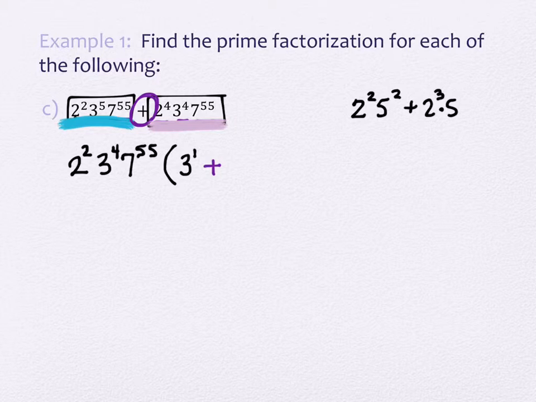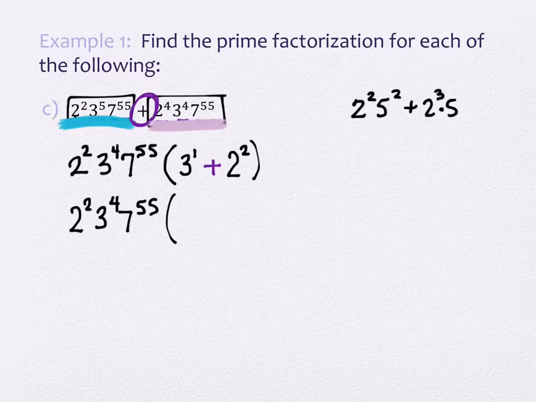Okay, there's a 2 left over. In fact, there's 2 2's, a 2 squared left over. Any 3's? No. Any 7's? No. All right, so I still have a 2 squared. I have a 3 to the 4th. I have a 7 to the 55th. And the question is, what is 3 to the 1st plus 2 squared?